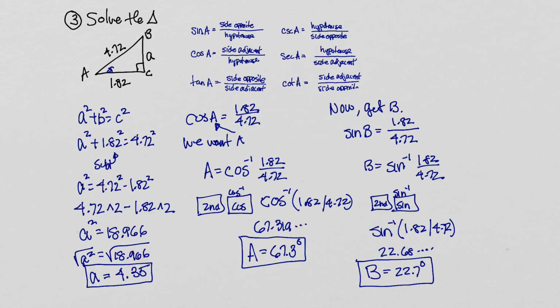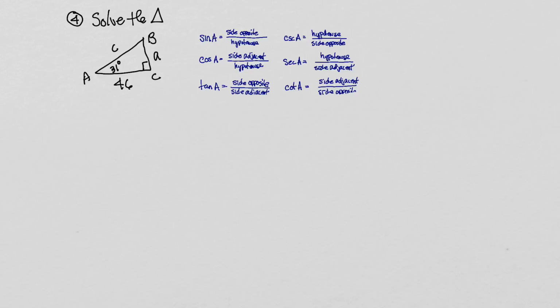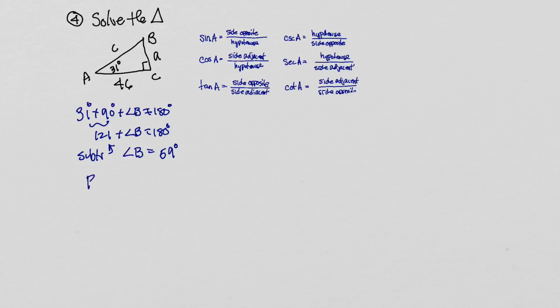This triangle is solved. To solve this next triangle, first we notice we've got a 90-degree angle, a 31-degree angle, and we need to get that angle here. So we know that 90 plus 31 plus that angle is equal to 180. So 31 degrees plus 90 degrees plus angle B is 180. That's 121 plus angle B is 180 degrees. If we subtract that 121 from both sides, we're going to get angle B being 59 degrees. So let's say B is 59 degrees. So we've got all three angles now.